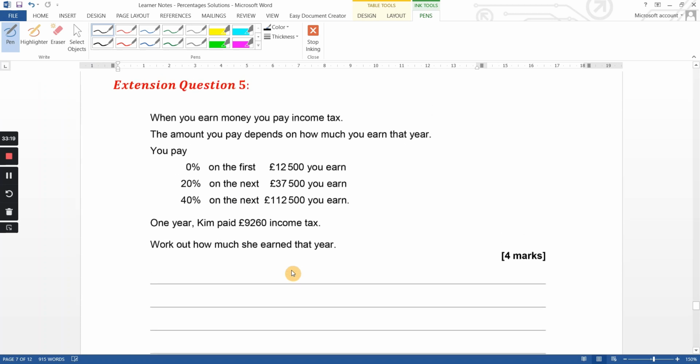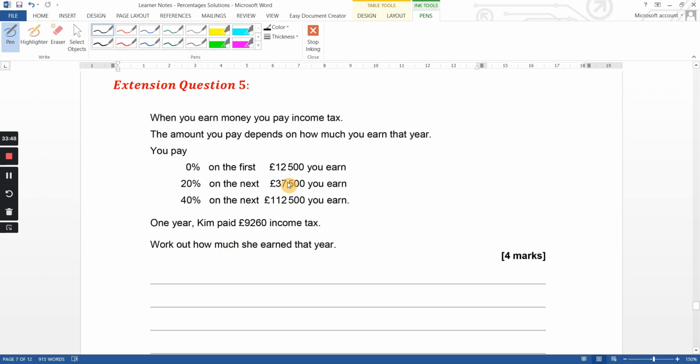Okay, let's break this down. So 0% on the first 12,500, so that's not taxed. The first £12,500 is not taxed at all. Then 20% on the next £37,500. So what is 20% of this then? That should give us a bit of a clue.